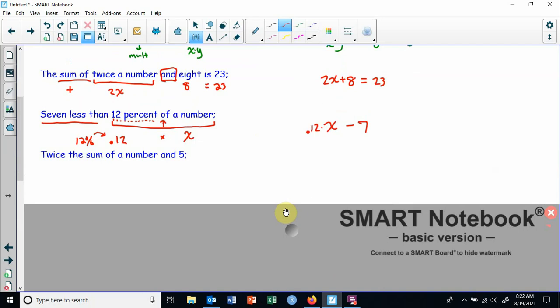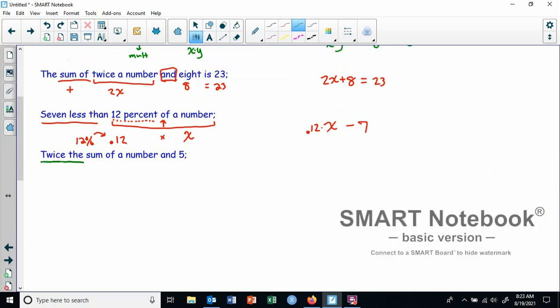Is that really about all the examples I have? So let's jump on this one. Twice the sum. Now twice means 2 times something, right? What does a sum mean? That means 2 numbers being added. So this is where twice something is being added. Let's see what's being added: a number and 5. So x plus 5 is being doubled, or multiplied by 2. So be very careful with just talking yourself through these.